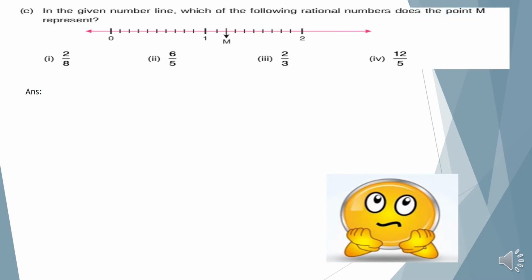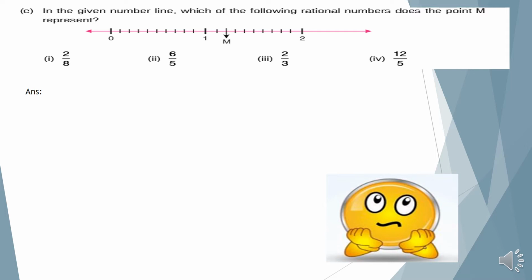C part. In the given number line, which of the following rational numbers does the point represent? In this question, one number line has been given to us and we have to check what number the point M represents. Here, from 0 to 1 as well as 1 to 2, there are some subdivisions. If you count these subdivisions, you will find that from 0 to 1, 10 separate subdivisions of same length have been given to us.